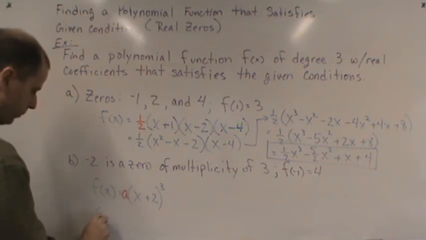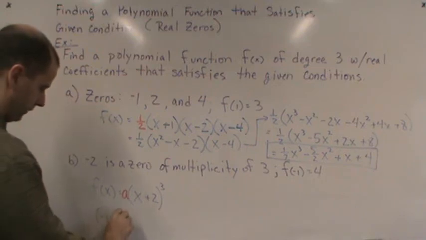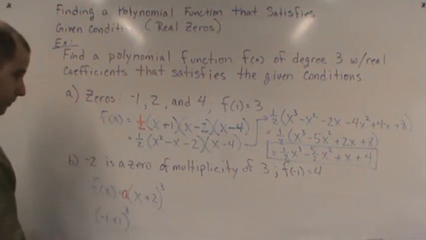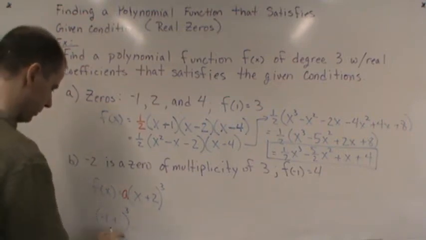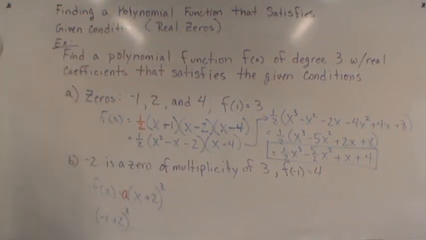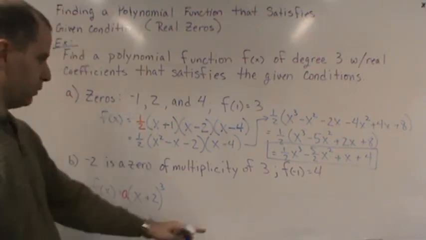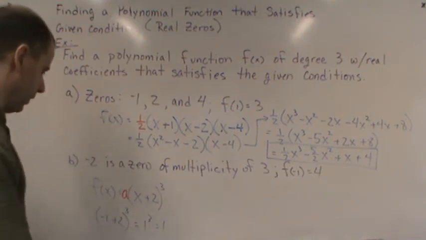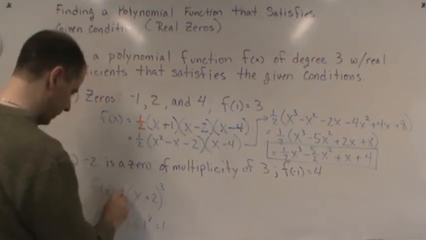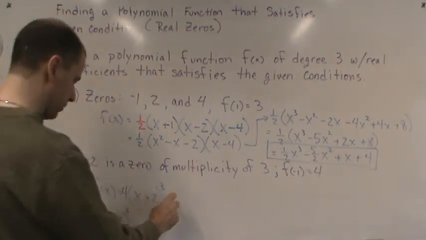So if we put in -1 plus 2, right, cubed, so -1 plus 2, which is going to give us a 1, right, so this is going to be 1 cubed, which is 1. Well, it's supposed to be equal to 4, so that means our a has to be what? Has to be 4. So this a value is 4. So now we can expand this out and simplify.